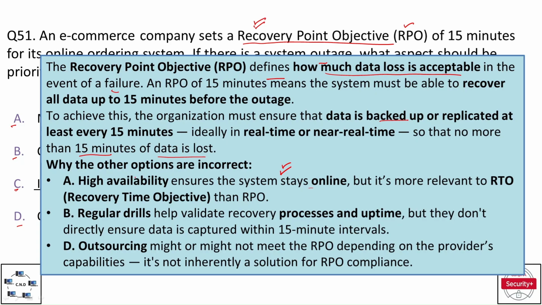So why are the other options incorrect? Option A, high availability ensures that the system stays online, but it's more relevant to RTO, that is recovery time objective, than RPO. Option B, regular drills help validate recovery processes and uptime, but they do not directly ensure data is captured within 15-minute intervals. And option D, outsourcing might or might not meet the RPO depending on the provider's capabilities. It's not inherently a solution for RPO compliance.